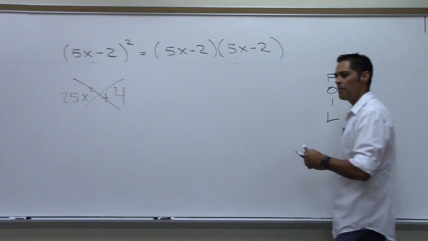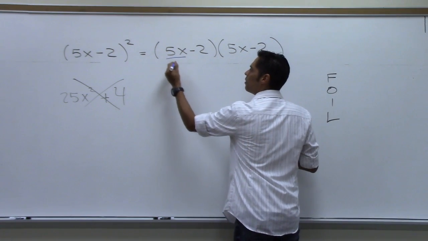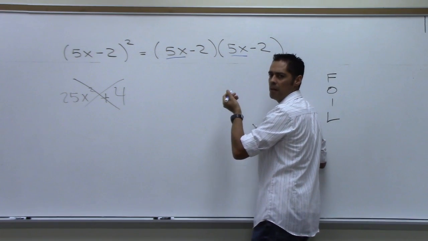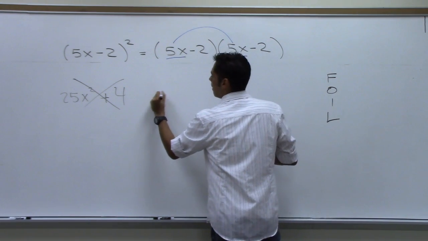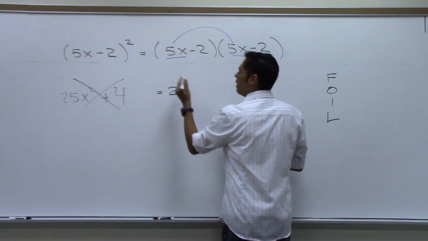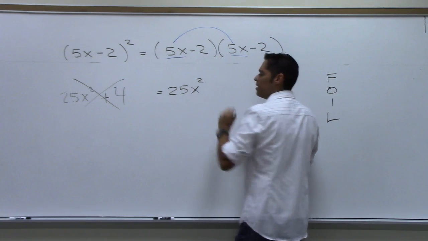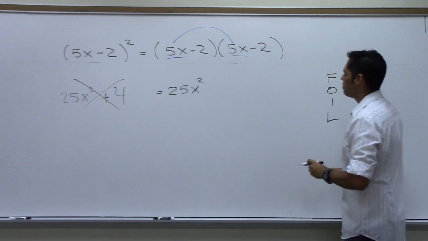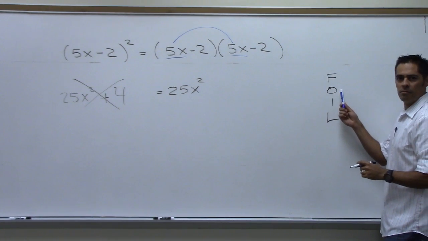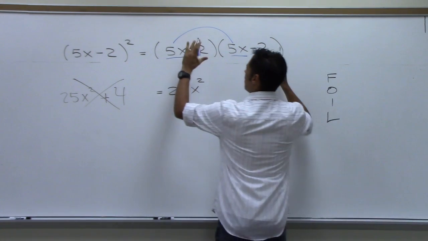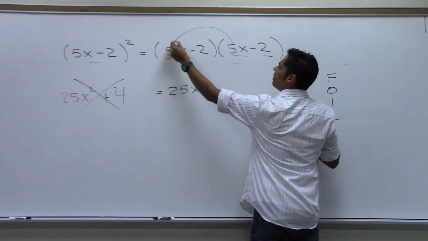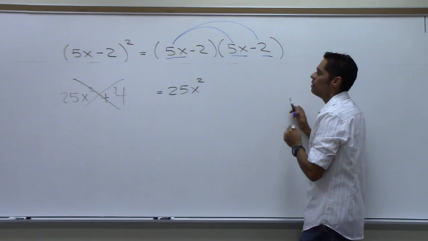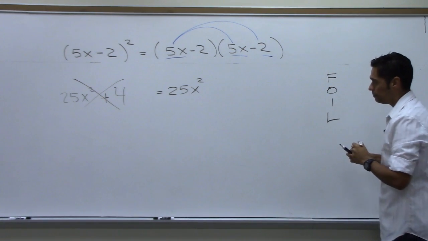So what we're going to do is take the first one here and multiply those together, right? So we multiply that times that, which is 25, 5 times 5, right? And then x times x, we write that as x squared. Then I'm supposed to do the outer ones. What we mean by that is the outer two guys right here. This one, this one. So I'm going to multiply this times this, right? What's 5x times negative 2?